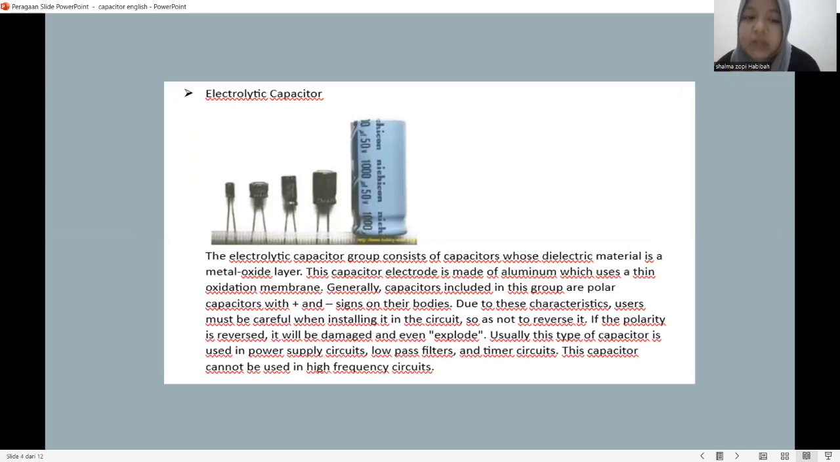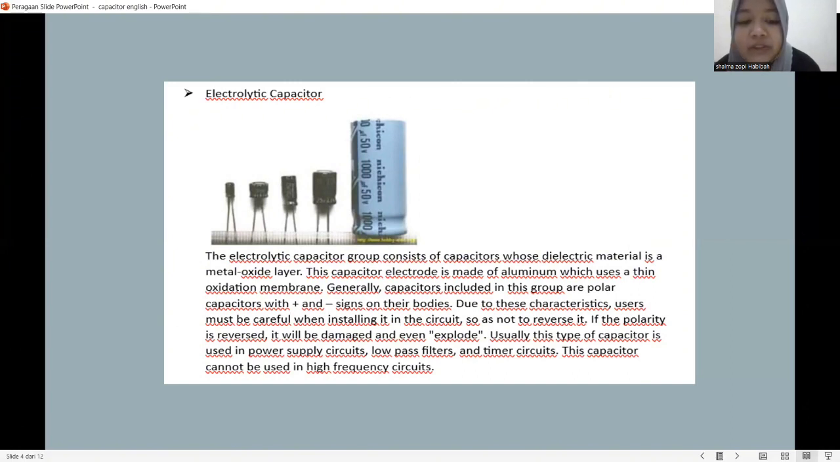Electrolytic capacitor. The electrolytic capacitor group consists of capacitor whose dielectric material is a metal oxide layer. This capacitor electrode is made of aluminum, which uses the oxidation membranes. Generally, capacitor included in this group are polar capacitor with plus or minus sign on their bodies. Due to this characteristic, user must be careful when installing it in the circuit, so as not to reverse. If the polarity is reversed, it will be damaged and even explode.